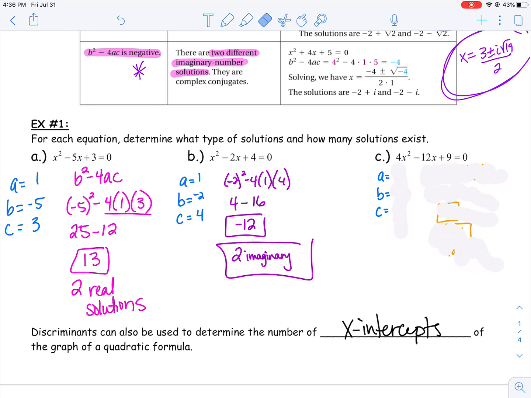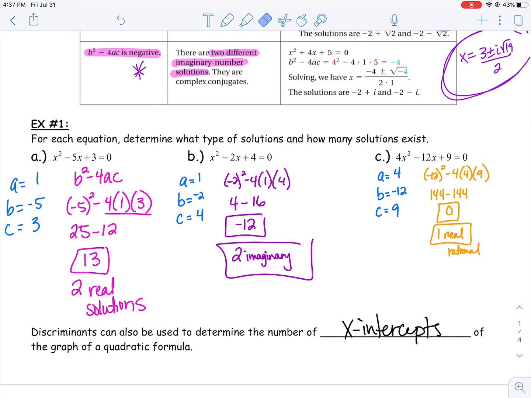All right, last one. Let's pick out a, b, and c. I got 4 for a, negative 12 for b, and 9 for c. If I plug these values into my discriminant, I end up getting negative 12 squared minus 4 times 4 times 9, which is 144 minus 144, which happens to be 0. So if my discriminant is 0, if I have a 0 underneath my square root, well, the square root of 0 is 0, and that whole chunk kind of goes away, doesn't it? And so I end up with one real or one rational solution. There's no more radical, and then there's just one solution. It's repeated, maybe twice, but it's the same exact solution. So one solution.